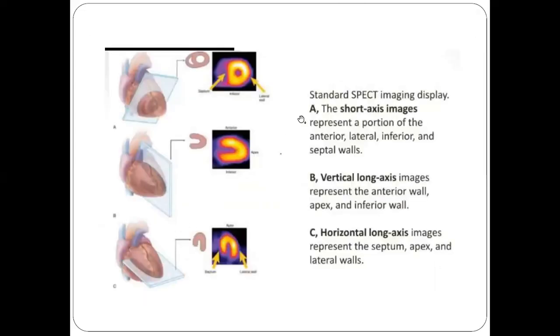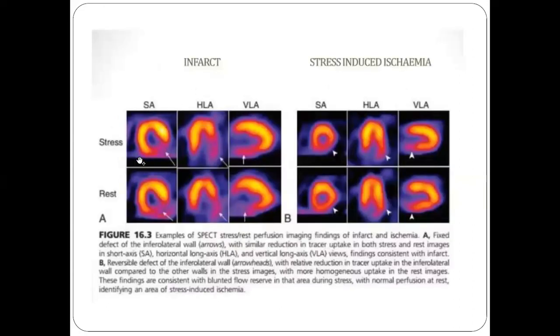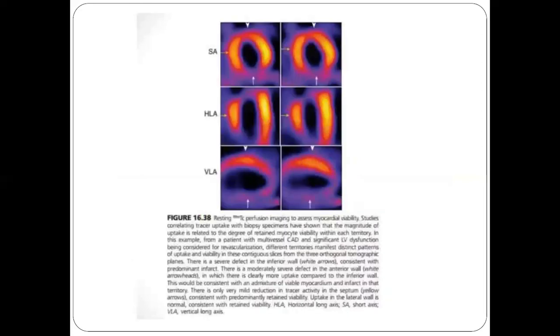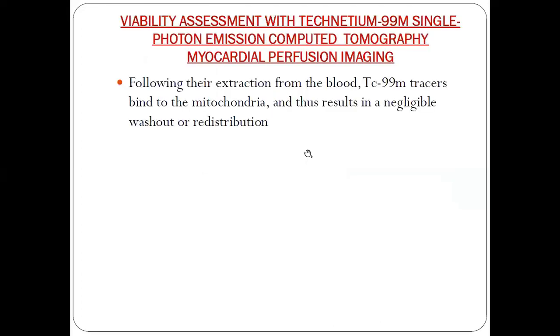Standard SPECT images display the short axis, which represents the anterior wall, inferior wall, lateral wall, and septal wall. So you can see here, and now if you see this part, this is the infarct area. You can see decreased uptake in the lateral part and the inferolateral part. Even in the posterior wall, decreased uptake can be seen. So stress-induced ischemia you can see here. Again, there is decreased uptake, which means there is decreased viability of that tissue.